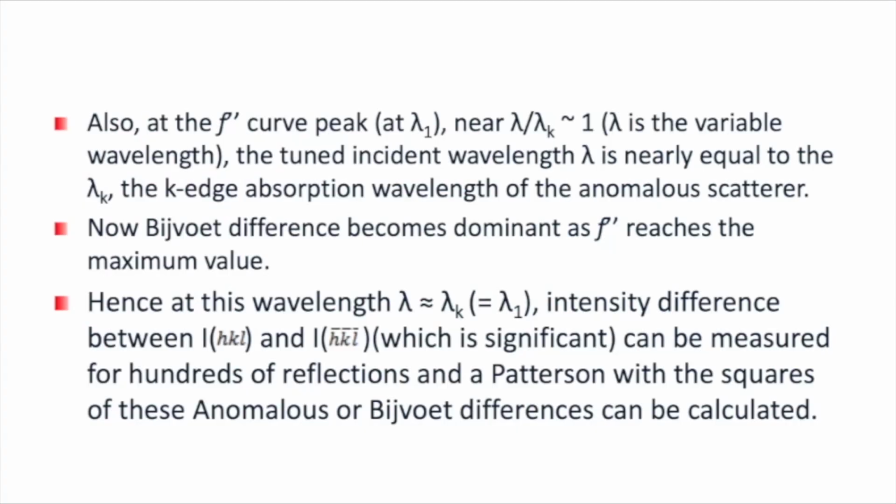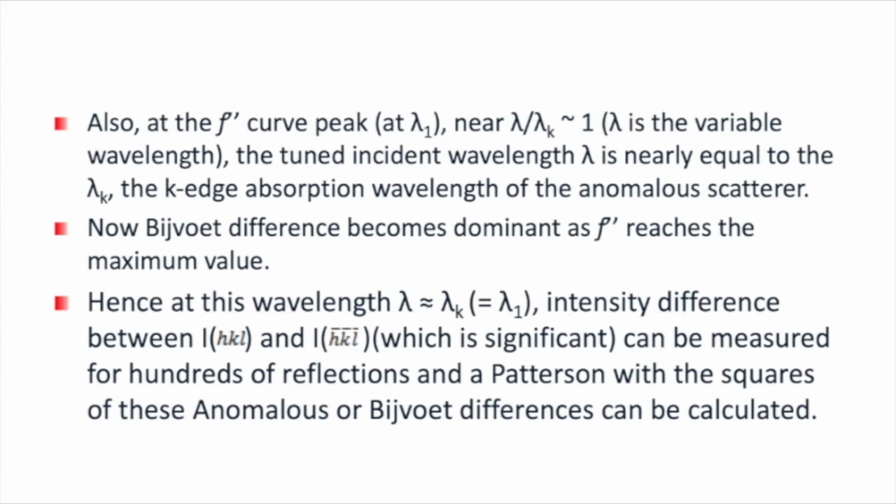Dispersive differences mean the structure factor differences between one wavelength lambda 2 and lambda 4, or lambda 2 and lambda 3. The same reflection, F of HKL, will have a different structure factor amplitude when the wavelength moves from lambda 4 to lambda 2 or lambda 2 to lambda 3. This is due to the change in the real part f prime. So that is why it is known as dispersive differences.